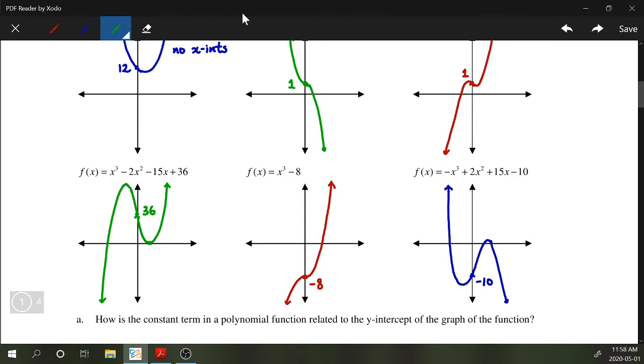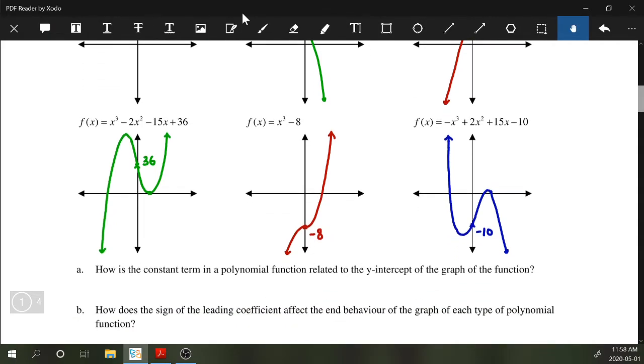And then the next example, x cubed minus 8. You can see the y-intercept is -8. It is positive, so it slants upwards from left to right, and it has a single x-intercept. Okay. And finally, the last example, -x cubed plus 2x squared plus 15x minus 10. That one has a negative leading coefficient of -1 and a y-intercept of -10. And you can see that it behaves kind of what we had described from the previous example.